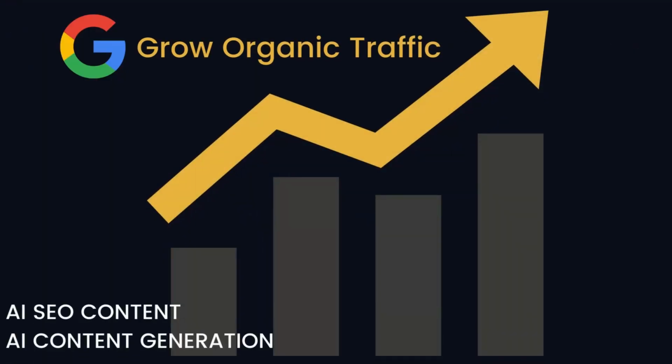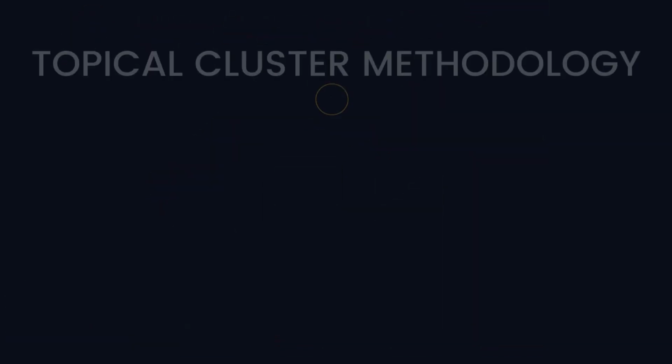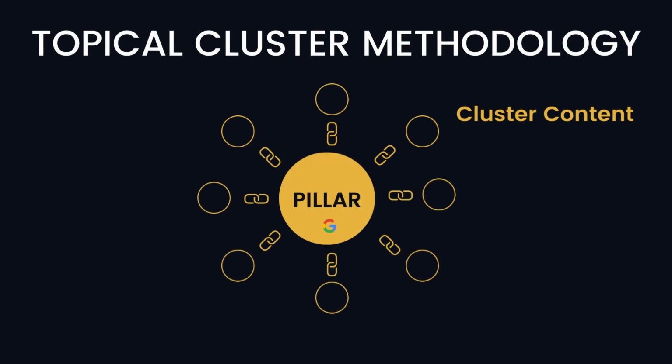For today's example, let's just say we want to increase our clicks and grow our organic traffic around the term AI SEO content or AI content generation tools. What we can do is adopt this topic clusters methodology. What this methodology is really, you generate a piece of content.